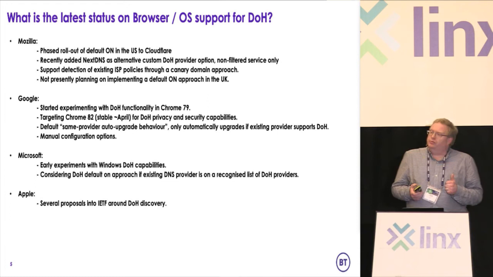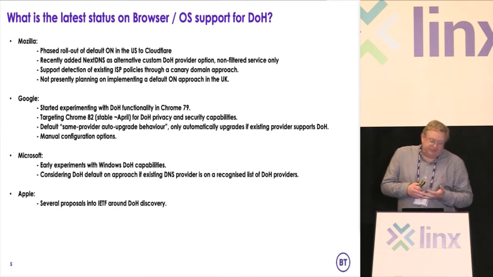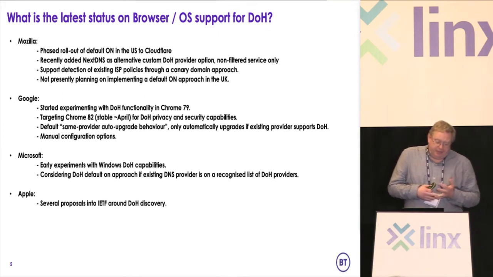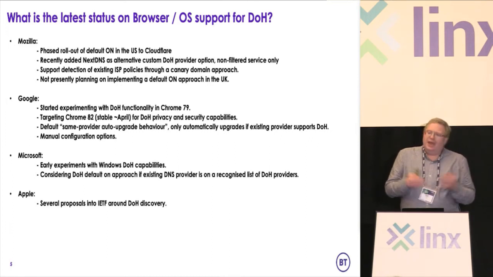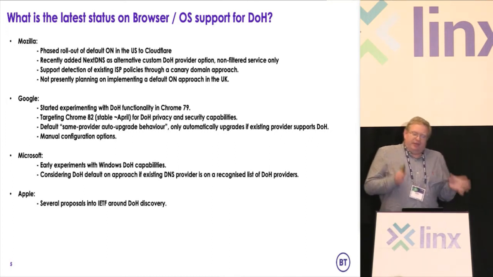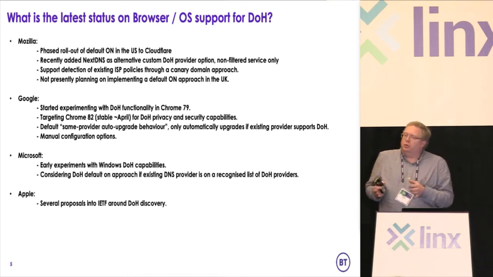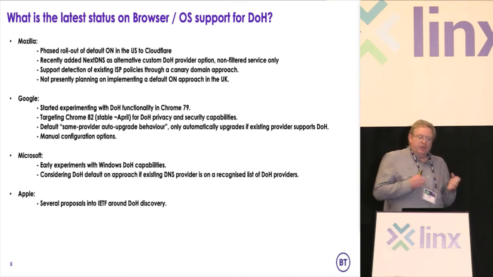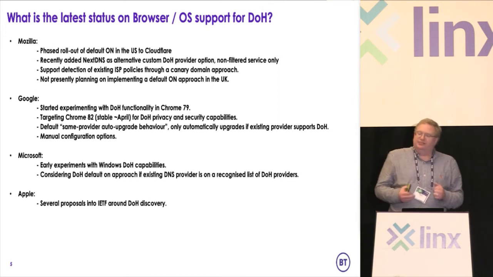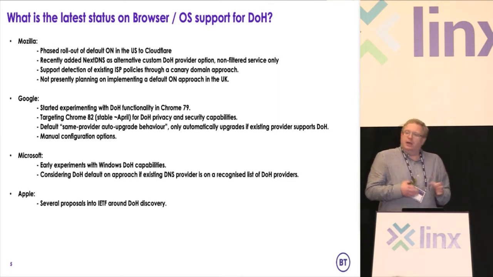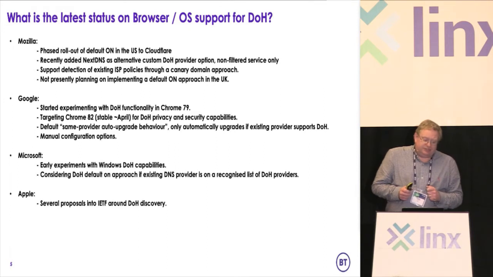Then moving on to Google Chrome. Chrome started experimenting with DoE functionality in Chrome 79. We now understand that they're targeting Chrome 82, which is targeting stable version in April this year, for DoE privacy and security capabilities. And as I mentioned on the previous slide, they're focusing on a same provider auto-upgrade behavior, which will only automatically upgrade if an existing provider supports it. They will also add manual configuration options.